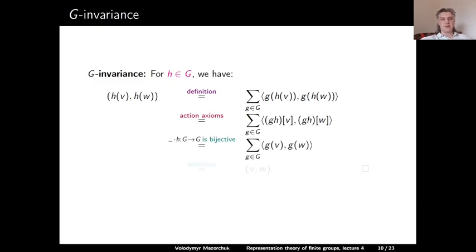However, since right multiplication with h is a bijective transformation from G to G, this can be written as a sum over all g in G of the old inner product between gv and gw. And this is finally equal to the new inner product between v and w. And this completes the proof of the proposition that any G-module has a G-invariant inner product.